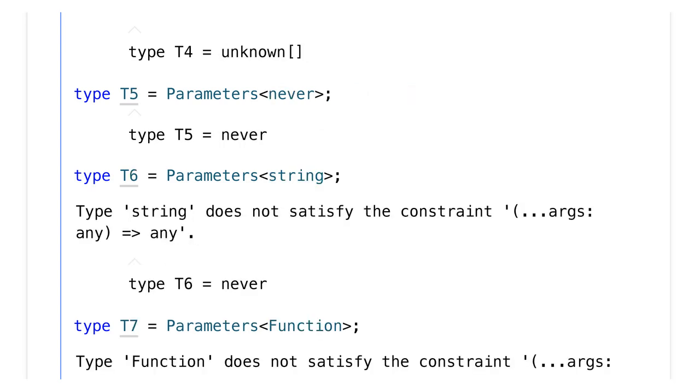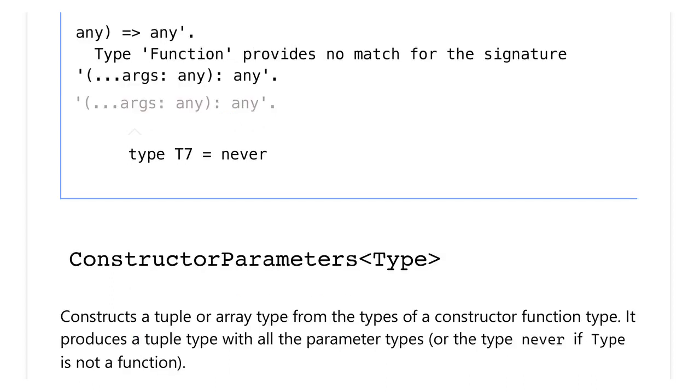type T4 = Parameters<any>; type T4 = unknown[]. type T5 = Parameters<never>; type T5 = never. type T6 = Parameters<string>; type 'string' does not satisfy the constraint '(...args: any) => any'. type T6 = never. type T7 = Parameters<Function>; type 'Function' does not satisfy the constraint '(...args: any) => any'. Type 'Function' provides no match for the signature '(...args: any): any'. type T7 = never.